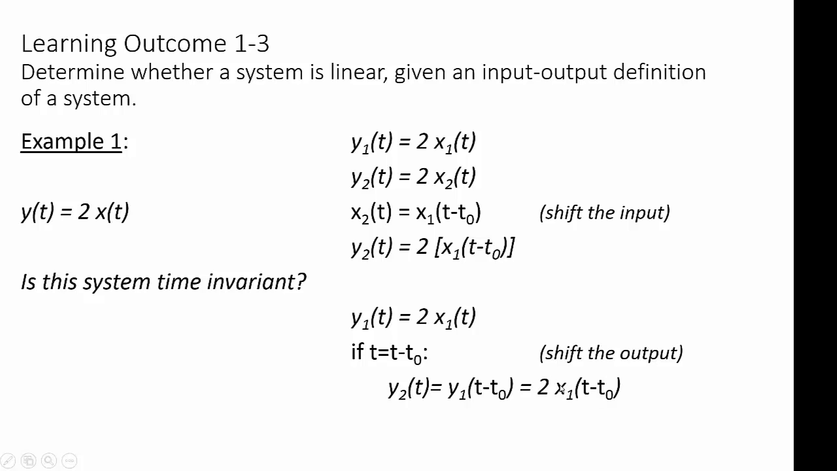We now need to say, is this value the same thing as when we shifted our input up here above? If this line matches this line, then we're good to go. And here they are. We can now put a check mark and say that for this system, time invariance is satisfied. And this is equivalent to saying this system is time invariant.